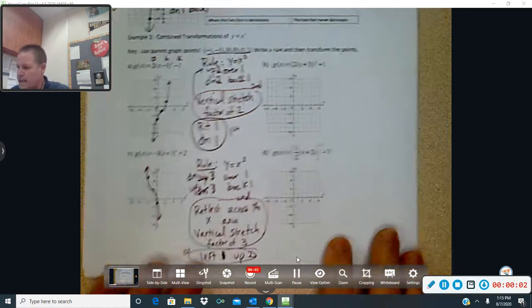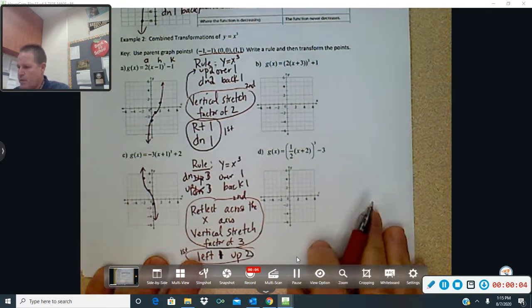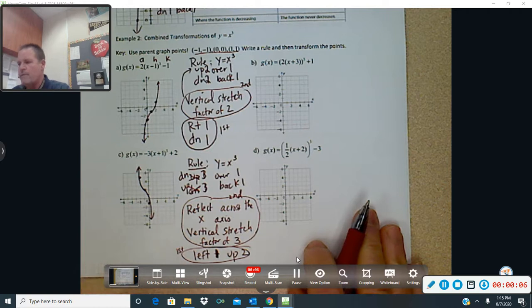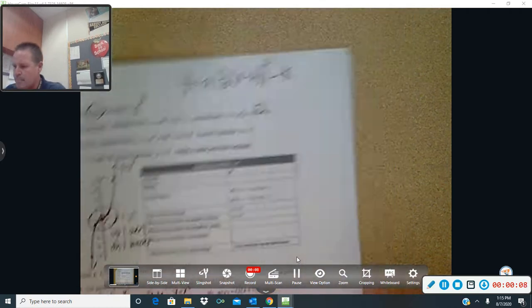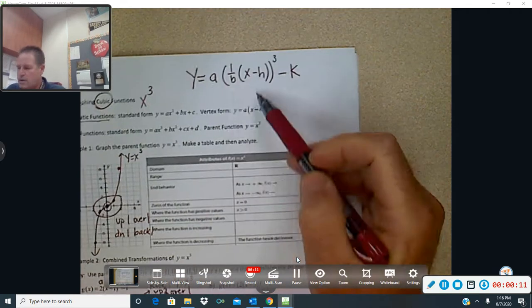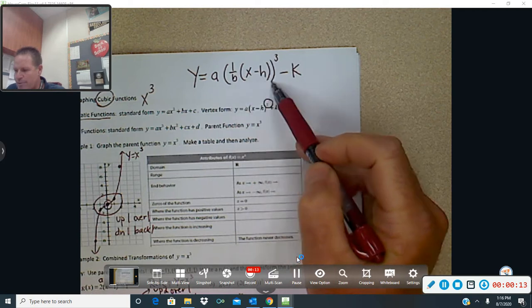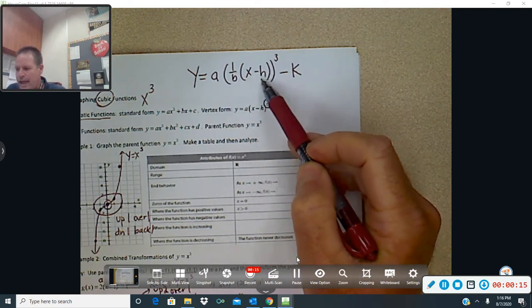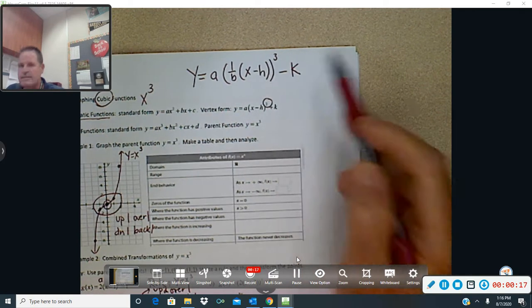All right, so let's pick up here on letter B. Again, it's important to understand where A, B, H, and K come into play. A is in front. The B is out in front, inside parentheses, inside the function. H is inside here. K is in the back.